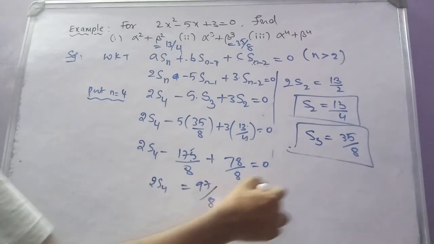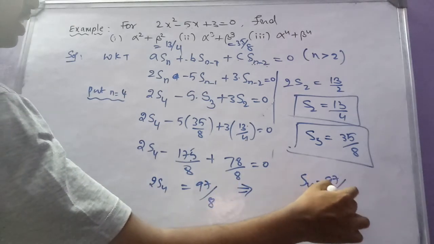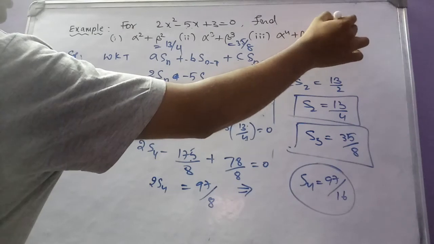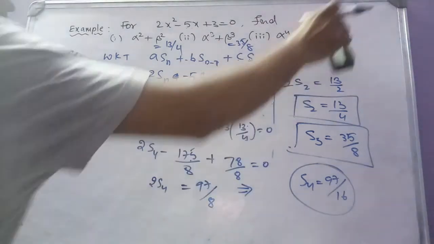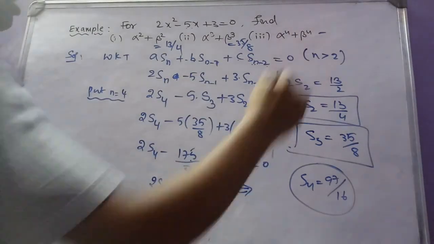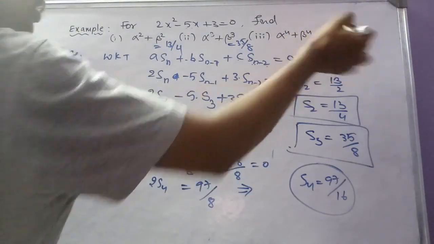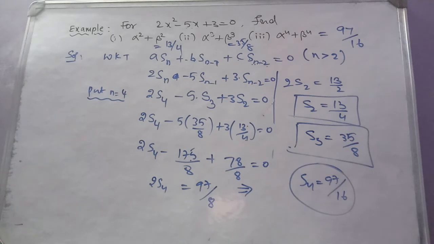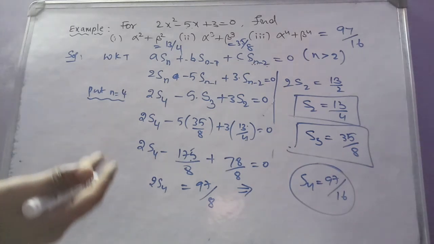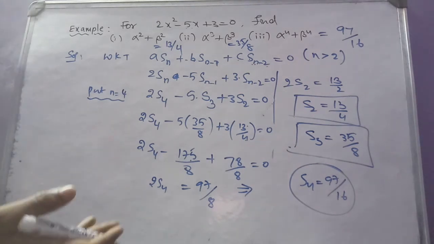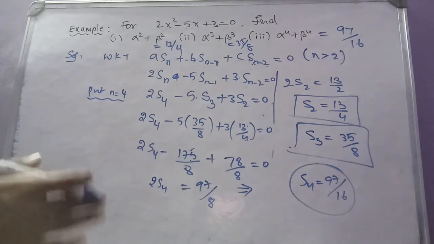So from this you'll get s4 is equal to 97 by 16. So therefore the value of this is 97 by 16. You get alpha power 4 plus beta power 4 is equal to 97 by 16. The advantage of Newton's theorem is you can keep solving like this. You can find alpha power 5 plus beta power 5, alpha power 6 plus beta power 6, alpha power 7 plus beta power 7, alpha power 8 plus beta power 8, and so on. You can keep solving like this.